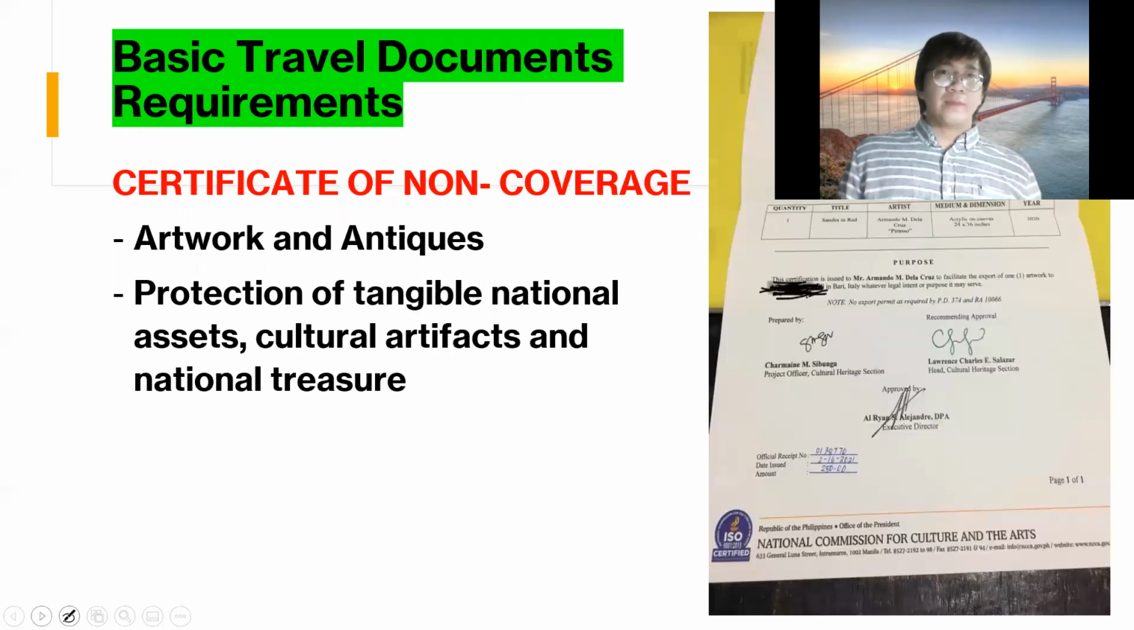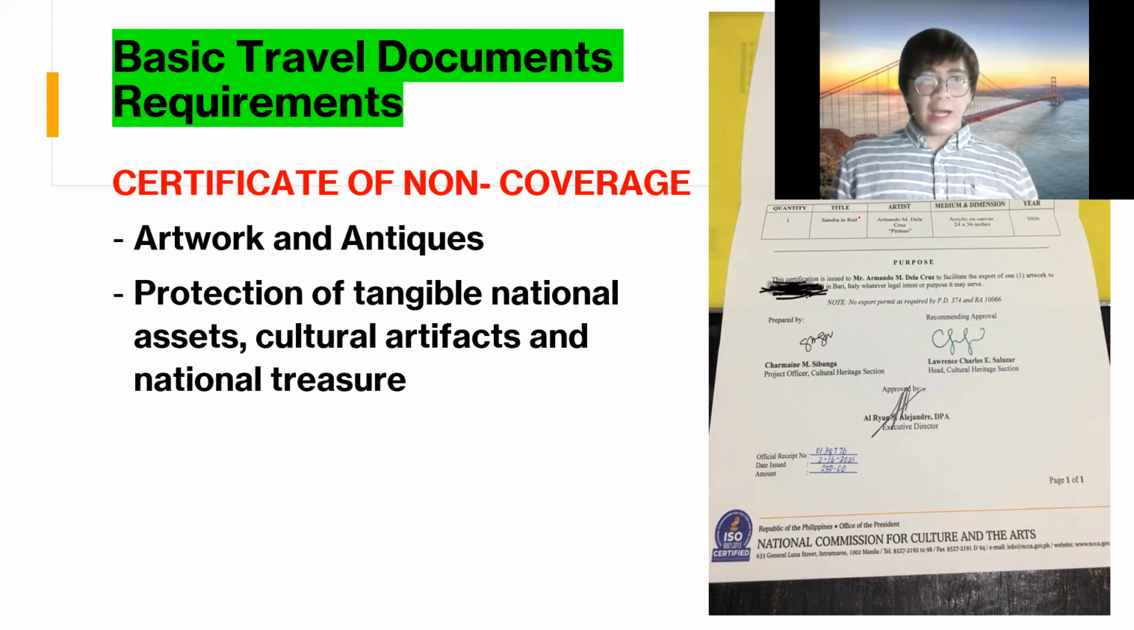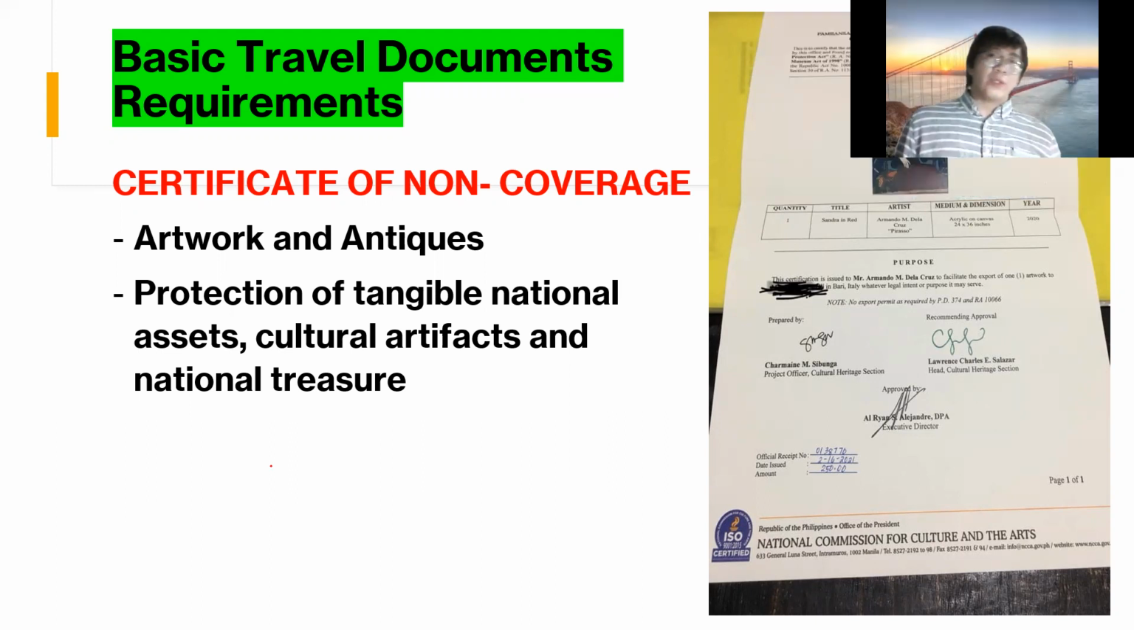Next. This one is quite special. Ito naman, iba naman to. Now, if you're bringing out, let's say, any painting, ako ang person na nagpo-process ng document na ito. When you're traveling and you're going to bring out a painting, of course, you need to declare it because that's part of the declarables, no?